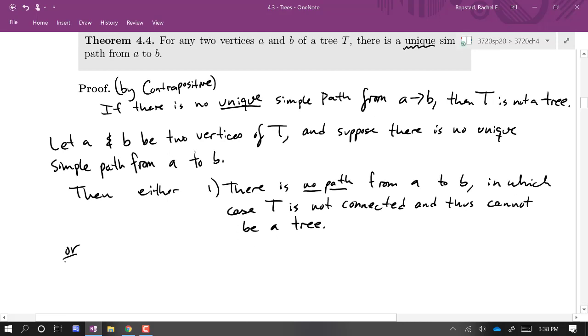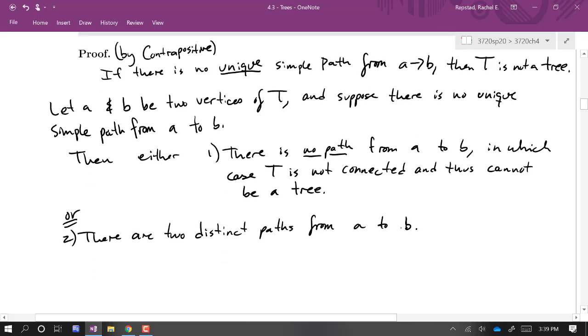Or the other option is if there's no unique simple path, that means that there exist two distinct paths, at least two, but let's just say there are two distinct paths from A to B. Let's say the first path starts at A, then B1, B2, B3, all the way up to Vn, which is equal to B. That's our B vertex.